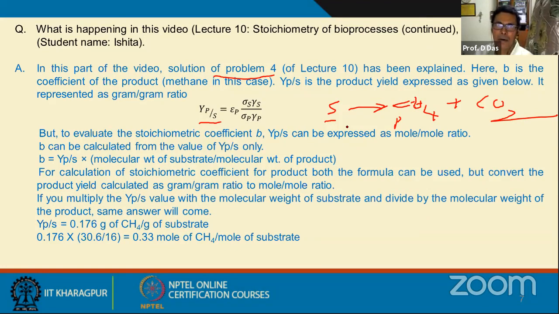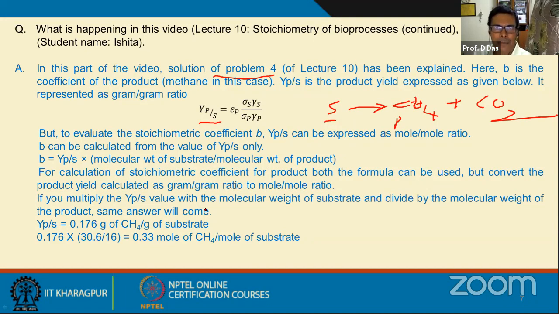Am I right? Now this is equal to epsilon p into sigma s, gamma s, sigma p, and gamma p. This you know from stoichiometry, and this is called degree of reduction of substrate, degree of reduction of product, and you have already done that. Now, when we use this, we can easily find it out from the empirical formula of the particular component present in the reaction mixture.